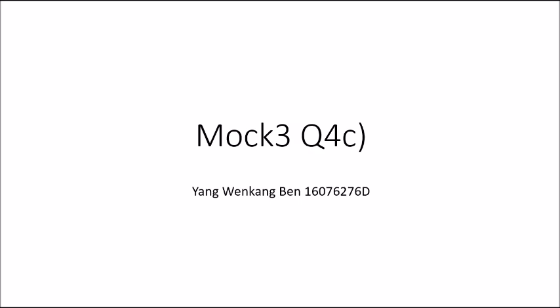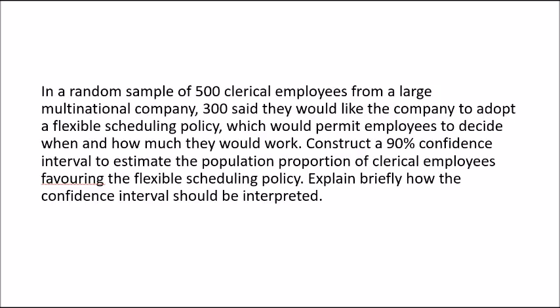I'm going to talk about mock 4, question 4C. This is the question. In a random sample of 500 clerical employees from a large multinational company, 300 said they would like the company to adopt a flexible scheduling policy, which would permit employees to decide when and how much they would work. Construct a 90% confidence interval to estimate the population proportion of clerical employees favoring the flexible scheduling policy. Explain briefly how the confidence interval should be interpreted.